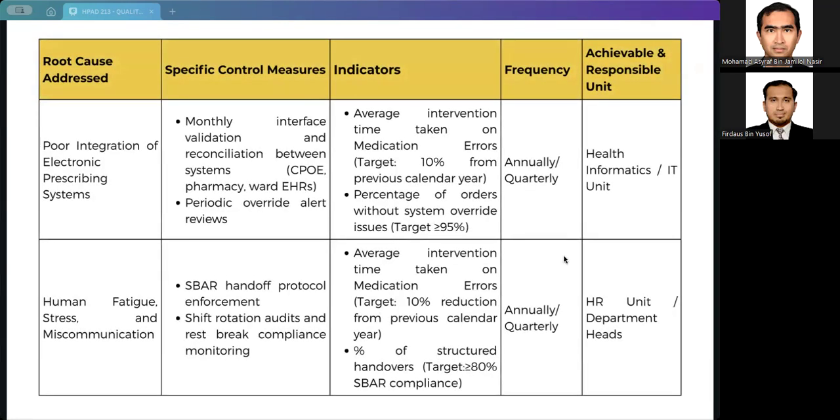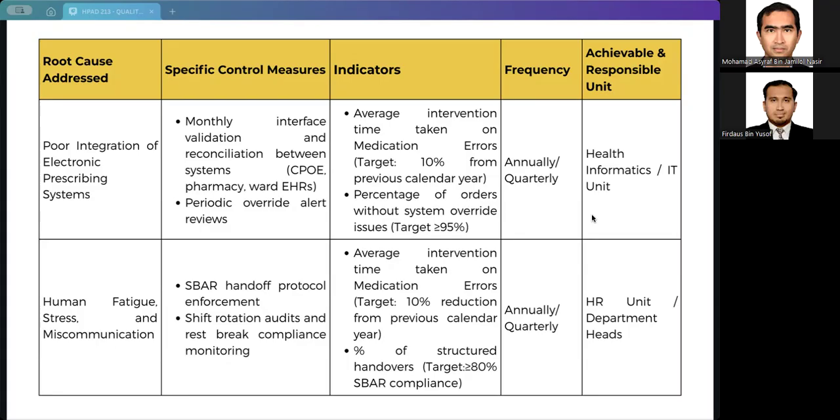Next, for poor integration of the electronic prescribing system, our success will be measured by a 10% yearly reduction in intervention times and also achieving more than 95% error-free electronic orders. The health informatics and IT units will lead this effort, with evaluation done annually and quarterly, respectively.